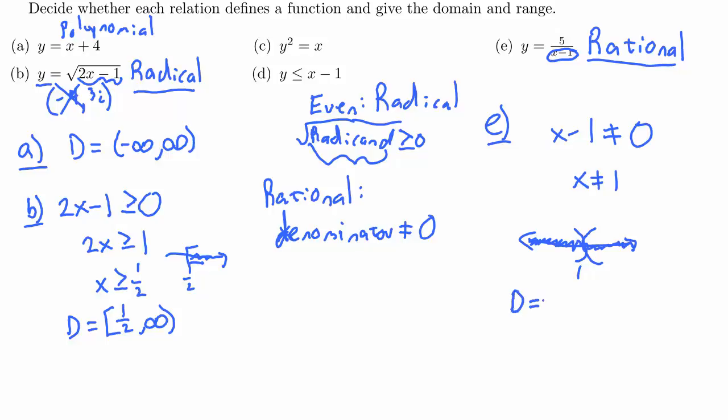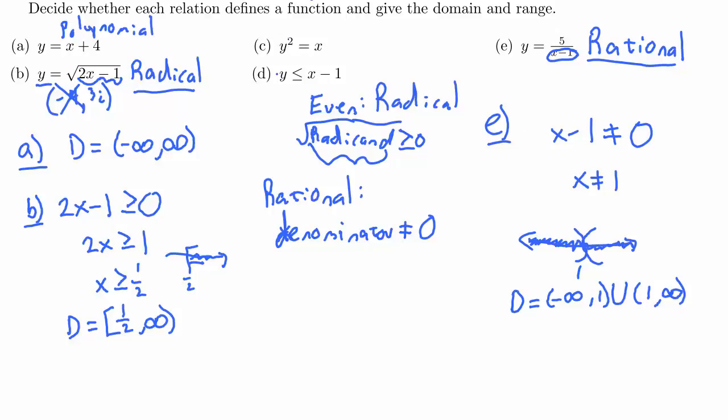So your domain is everything to the left of 1, which is negative infinity to 1, and it's everything to the right of 1, which means that it's 1 to infinity. And don't forget, we need to combine this into a single answer using this union. So your domain is going to be negative infinity to 1 union 1 to infinity.